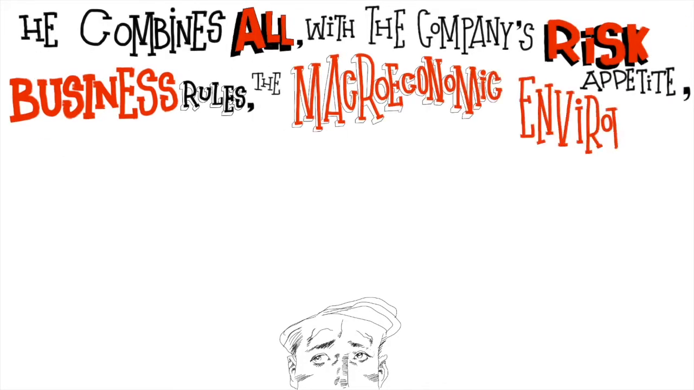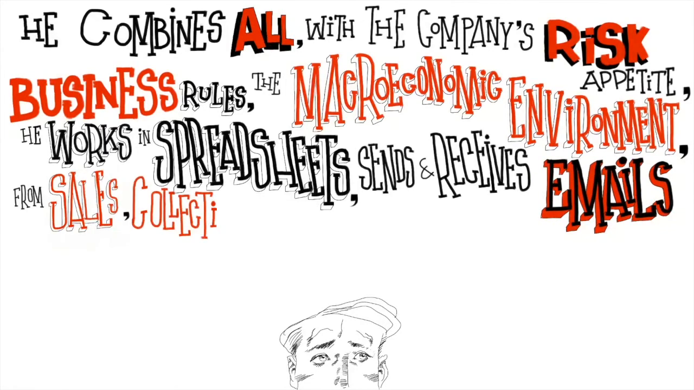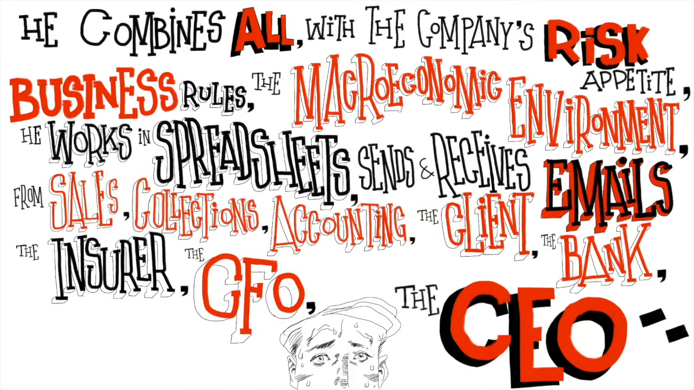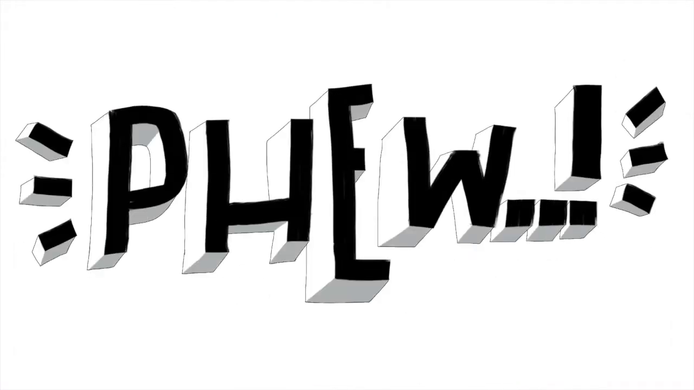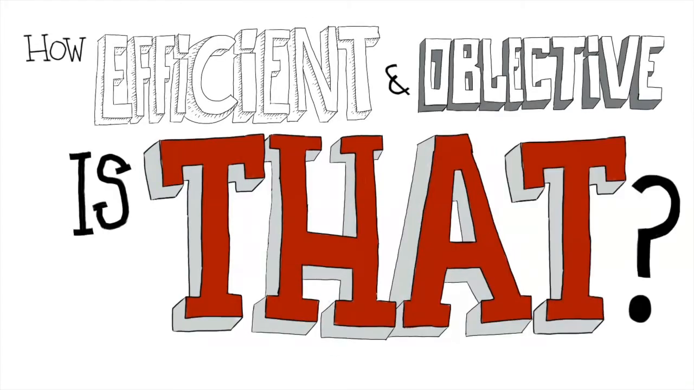He works in spreadsheets. He sends and receives numerous emails from sales, collections, accounting, the client, the bank, the insurer, the CFO, the CEO. How efficient and objective is that?